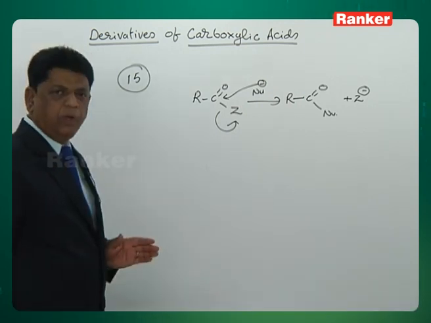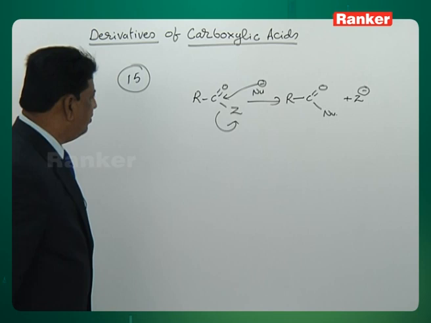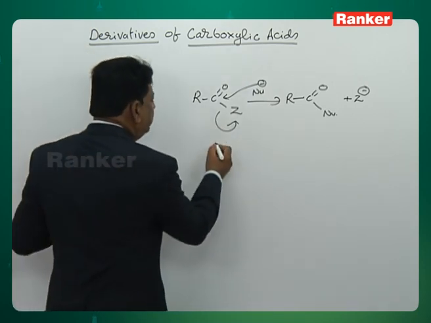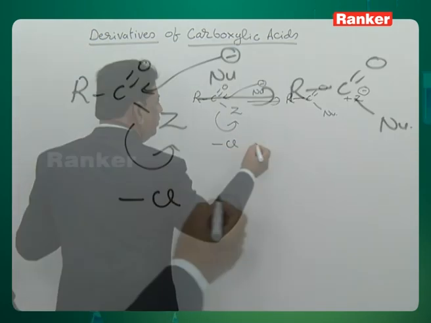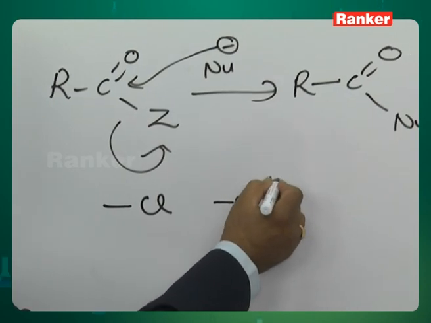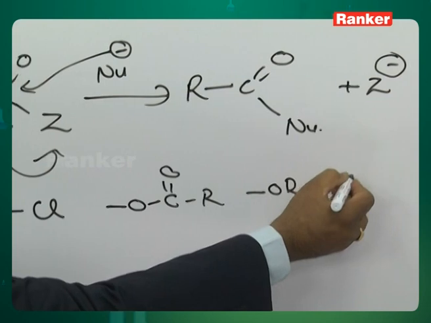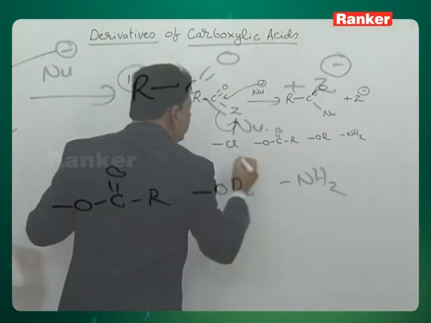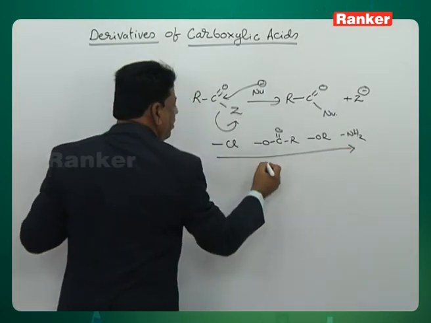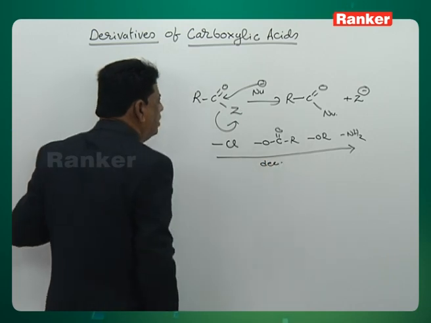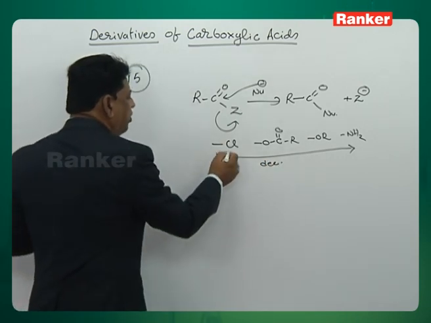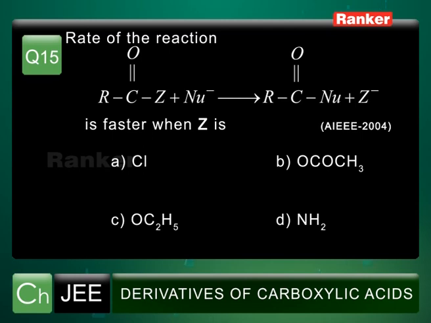The better the outgoing group, the faster the reaction will be. See, the order of the outgoing group is first chlorine, halogen, then followed by OCOR, then followed by OR, then followed by NH2. So, the order of reactivity goes in decreasing order of reactivity. So, therefore, the best outgoing group is the Cl. So, therefore, the faster reaction is expected with option A.